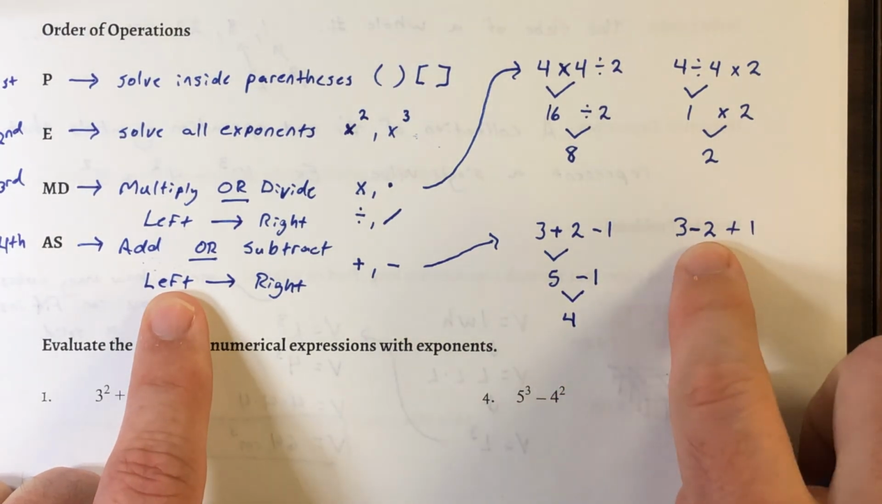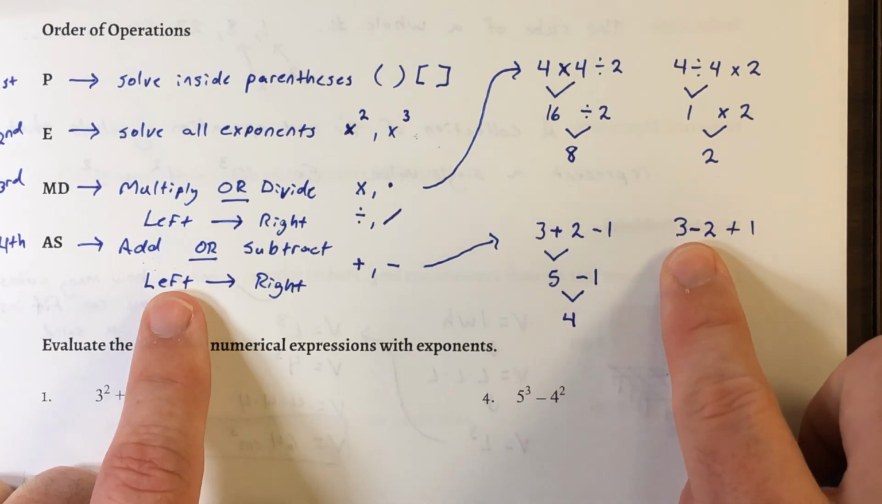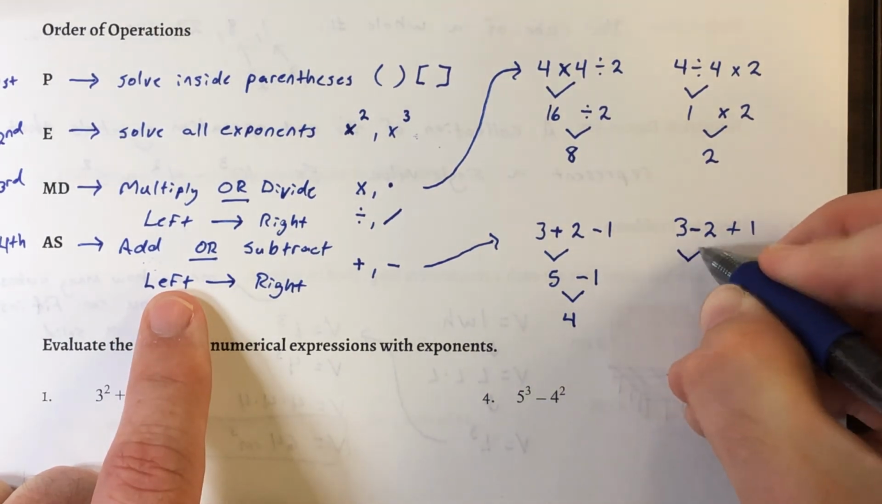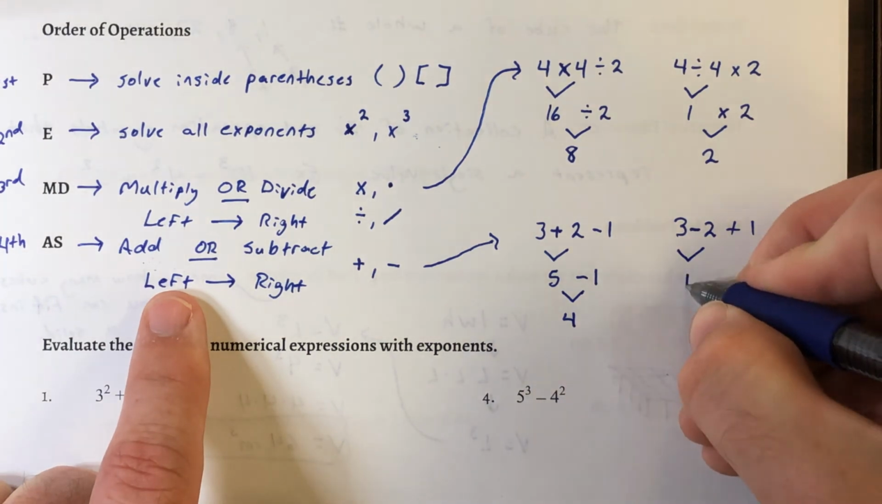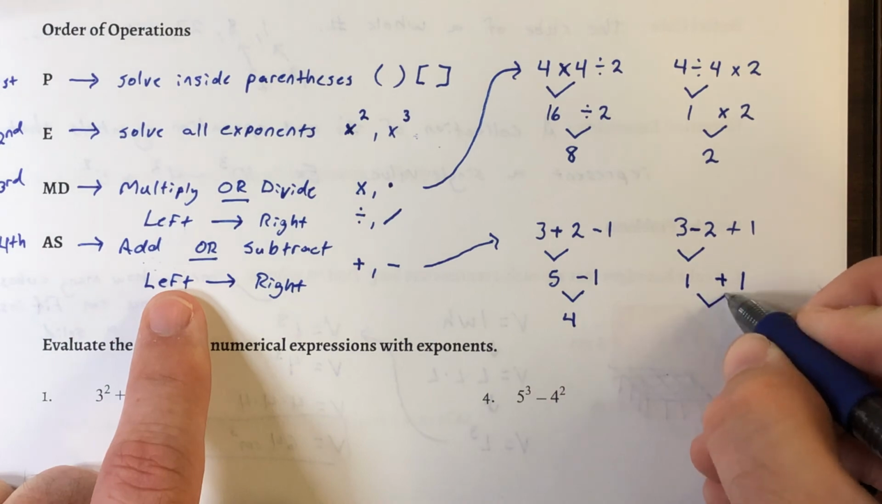In the next example, I have subtraction and addition. I'm going to work my way left to right. So I have to do subtraction first this time. 3 minus 2 is 1. And then I'm going to add second. So 1 plus 1 is 2.